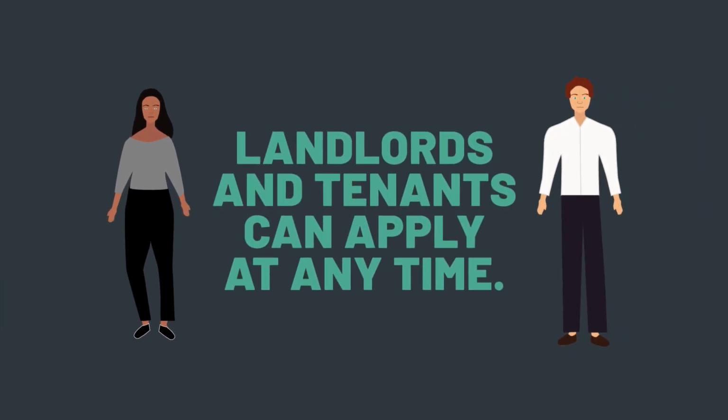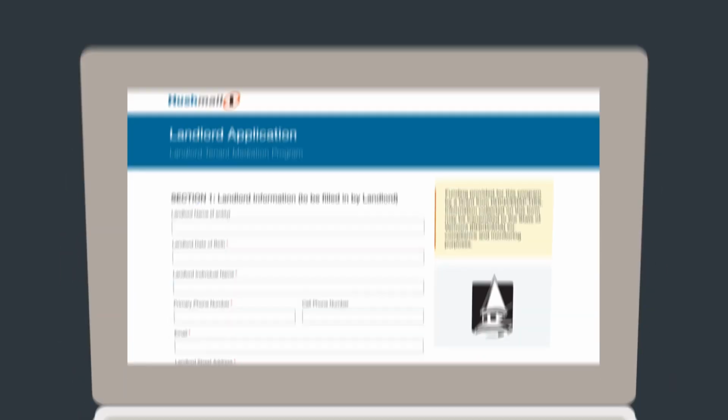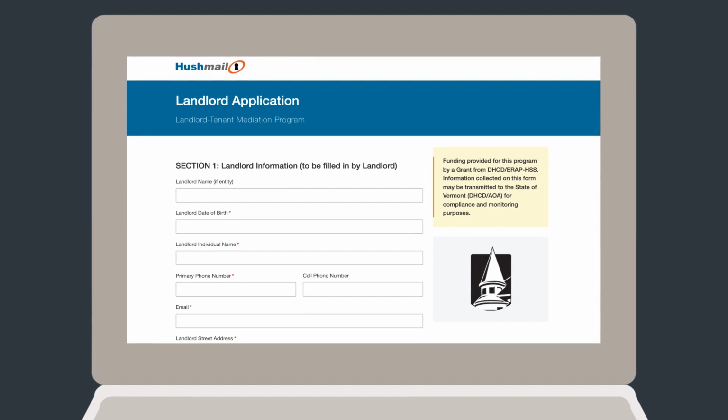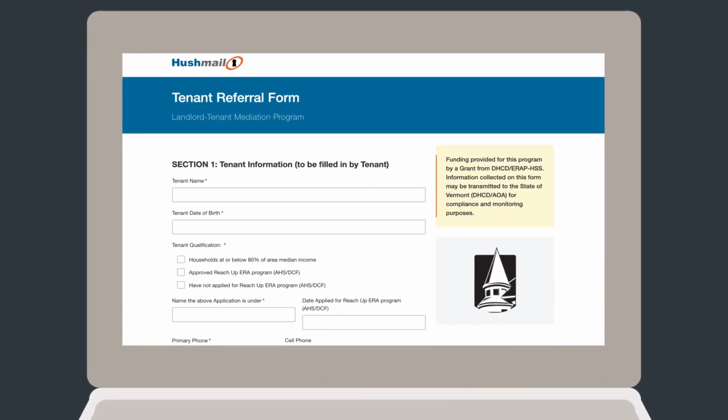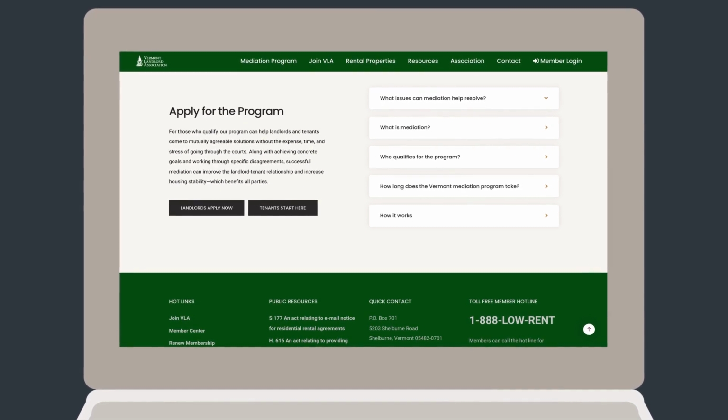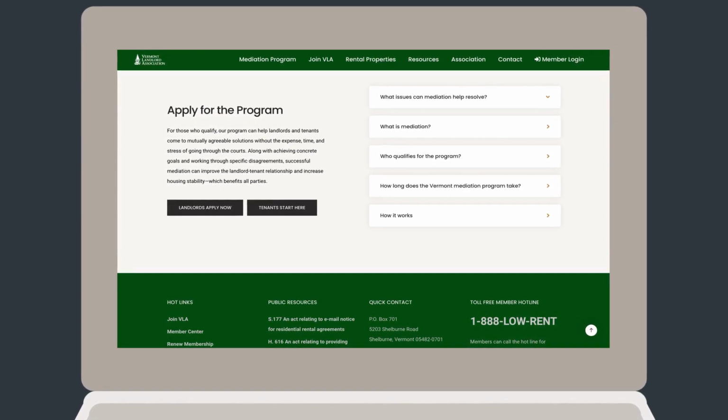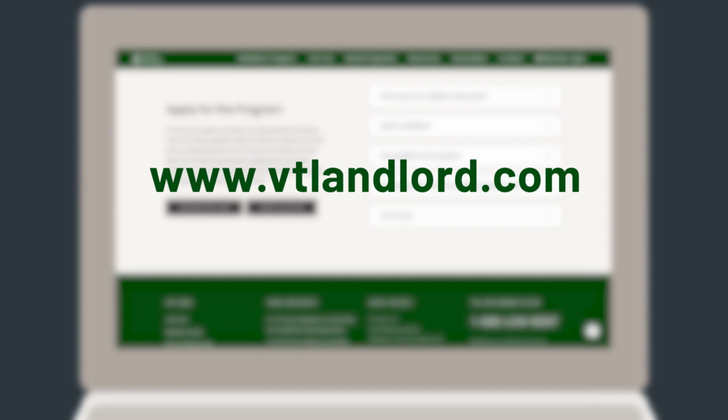Both the landlord and the tenant must submit a mediation request to use this program. The landlord submits the landlord application, and the tenant submits the tenant referral form. These can be found on the mediation page of the Vermont Landlord Association website at vtlandlord.com. Both of these documents can be completed and submitted online.